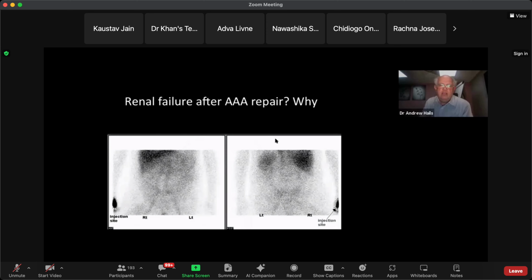Okay. So this here is a renal failure after aortic aneurysm repair. Why? Well, it's basically because there is no uptake in the kidneys. There's no perfusion, there's no uptake in the kidneys at all. So that's not likely to improve.